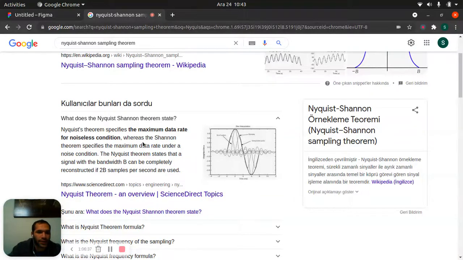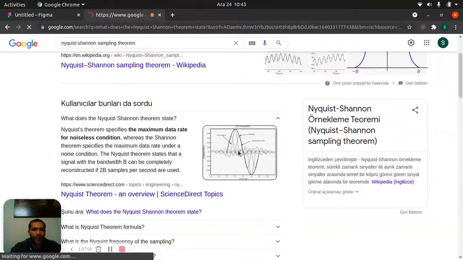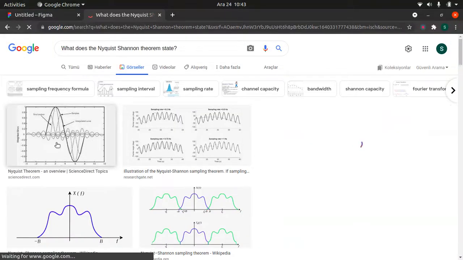The Nyquist theorem specifies the maximum data rate for a noiseless condition, whereas the Shannon theorem specifies the maximum data rate under a noisy condition. The Nyquist theorem states that a signal with a given bandwidth can be completely reconstructed if 2 samples per second are used. You can go to this image maybe.